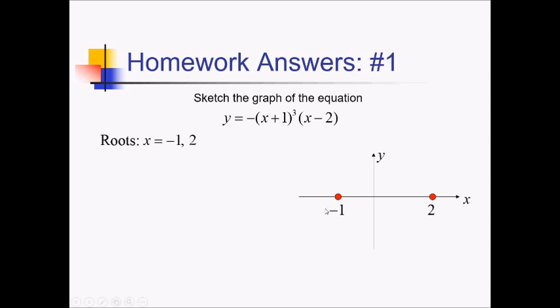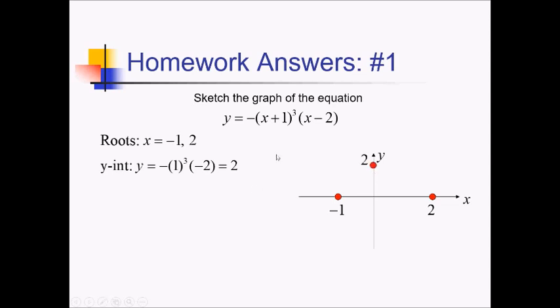Now let's get the y-intercept by plugging 0 in for the x's. So we essentially have a -1 cubed times -2. So that's just a -1 times -2, which is positive 2. And that's somewhere up here on the y-axis.